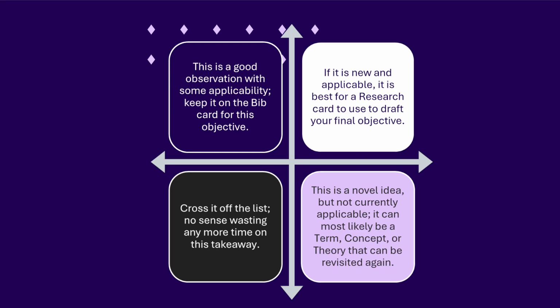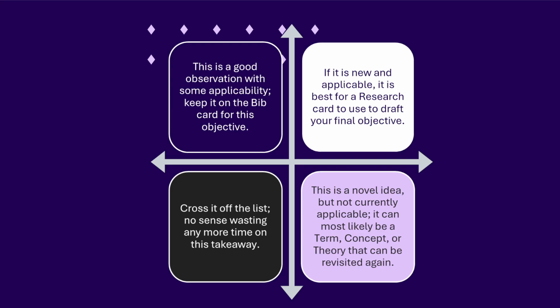Obviously, I don't go through this matrix for every single key takeaway. I've done it enough now that my muscle memory kind of knows which card to use based on the value of the information. But if you're just starting out and you're kind of questioning or second guessing whether it should be a main card, just stay on the bib card, or be a term, concept, or theory card, this matrix is here to help.